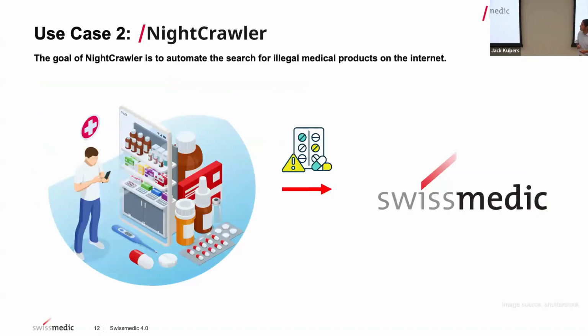The second use case that I'm going to be sharing with you is called Nightcrawler. The goal of this application is to automate the search of illegal medical products on the internet. So the basic scenario that you can picture in your mind is you want to buy a medicament. Your probable first step is to go into your phone and check out where can I buy it. Maybe some of them are pharmacies that you know, pharmacies that could be close by in the station or something like this, and you can go physically to get this medicament.